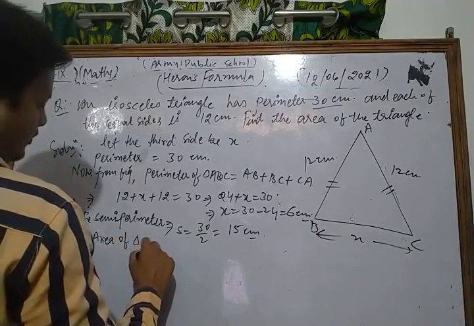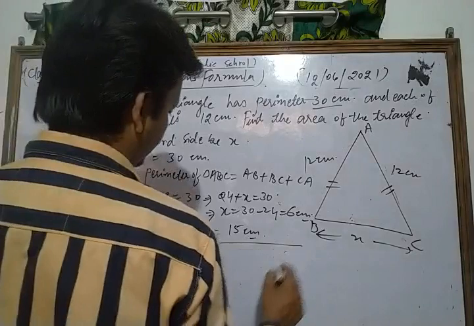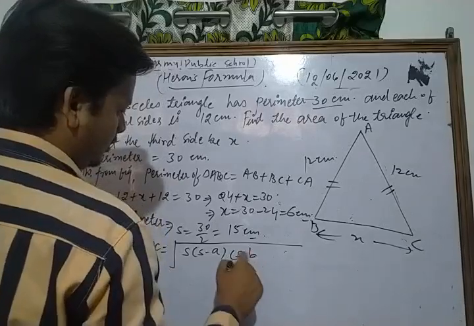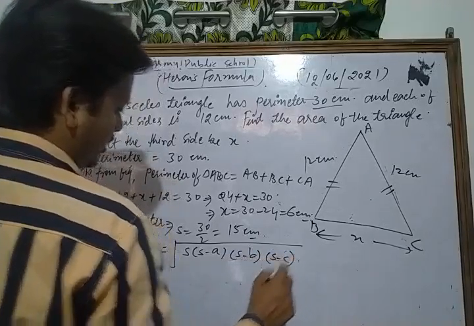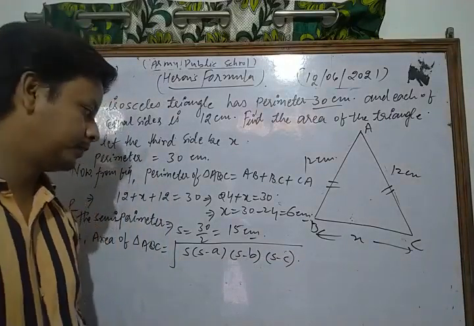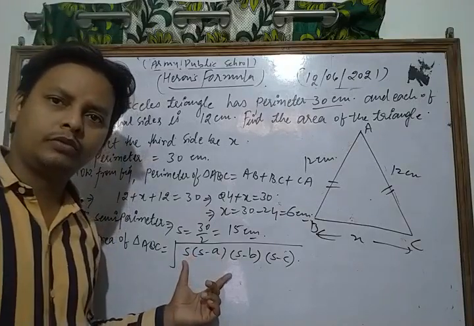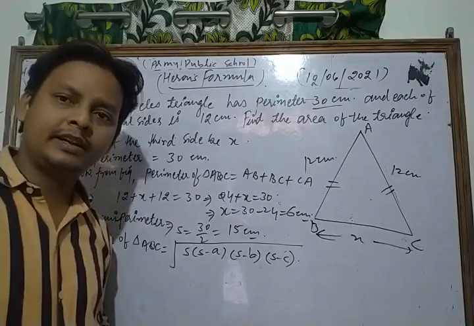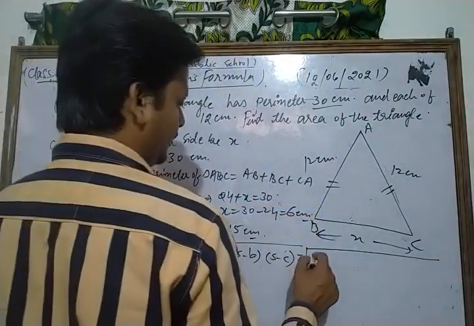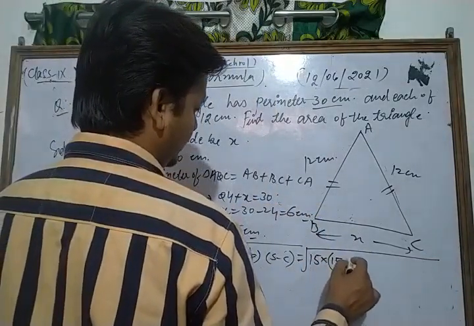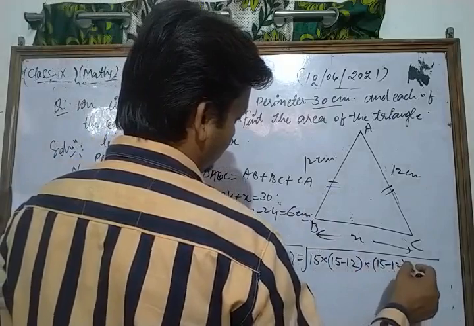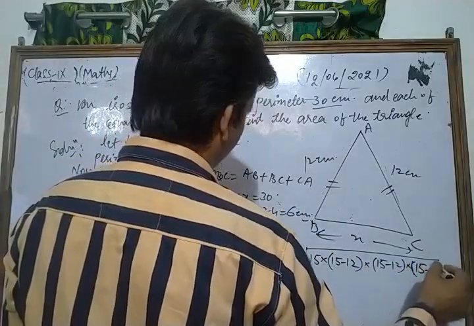Thus, using the formula, the area of triangle ABC is equal to root of S into S minus A, S minus B, and S minus C. Okay, dear students, now we put the value of S as well as A, B, and C. So here we write S, the value of semi perimeter, which is 15, into 15 minus A, let us take 12, into 15 minus 12, into 15 minus the third side, which is 6.